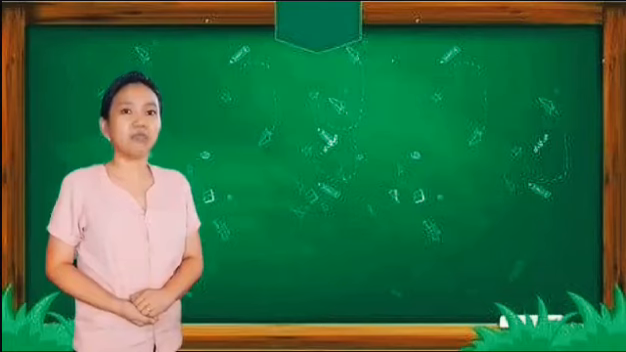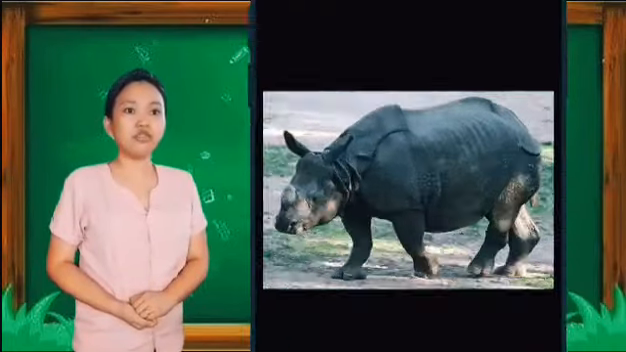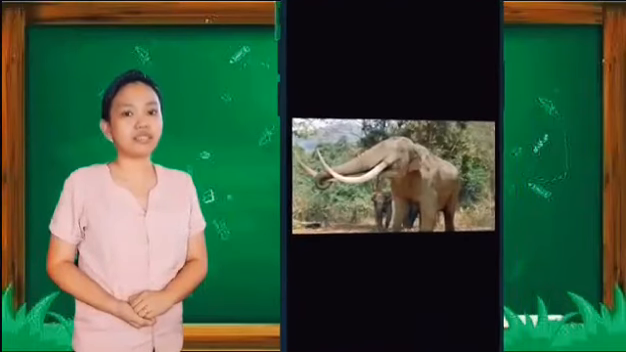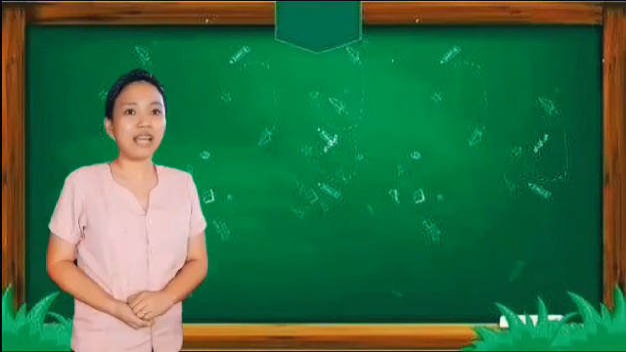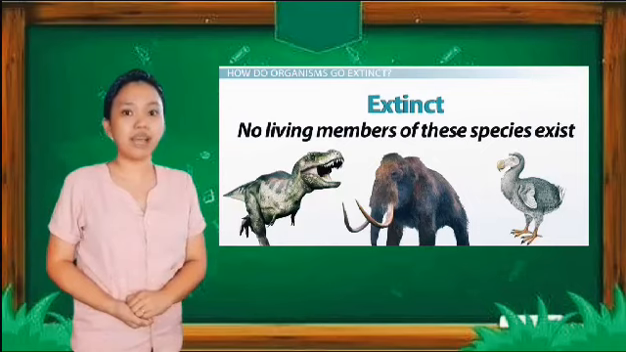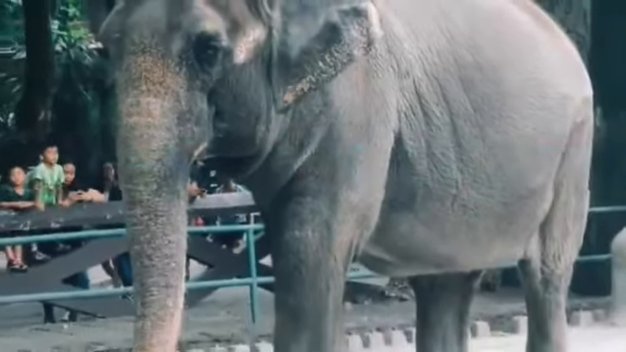Here's another set of pictures. Do you know this kind of animals? First one is the Philippine rhinoceros, and the other one is the stegodon. These animals are considered extinct. Extinction occurs when the last member of the species dies. Here are some of the extinct animals in the Philippines.